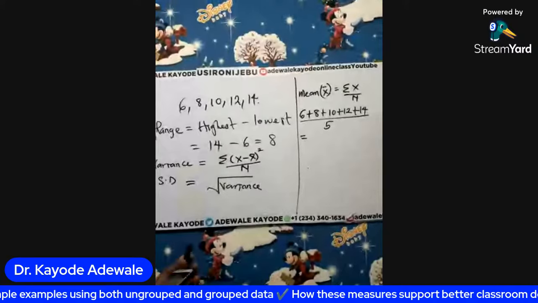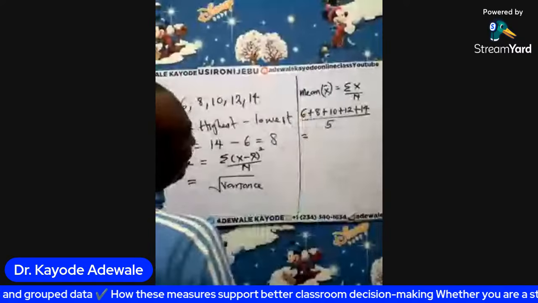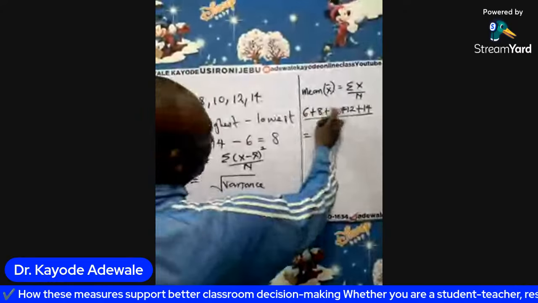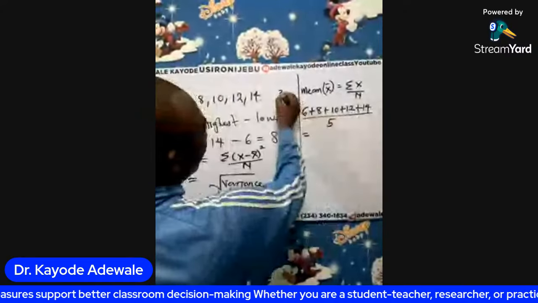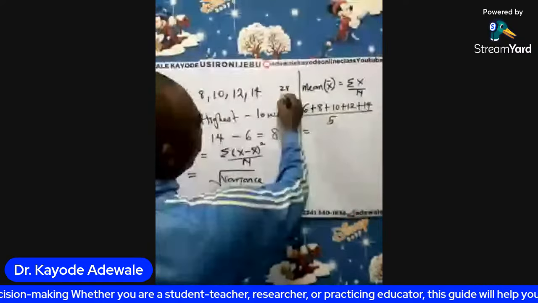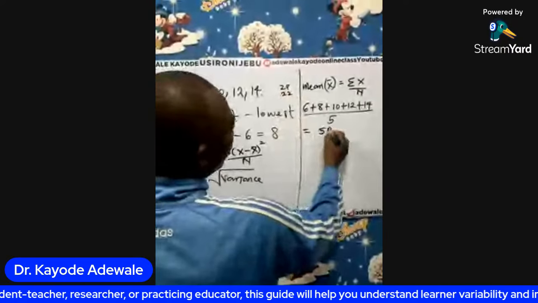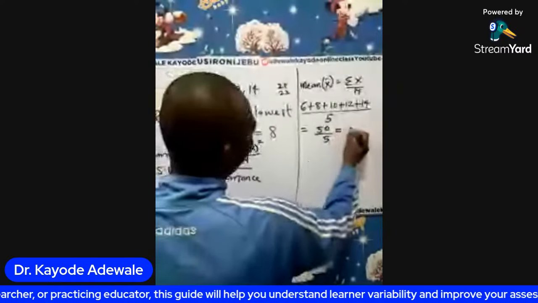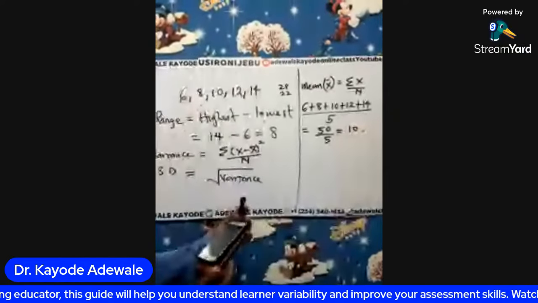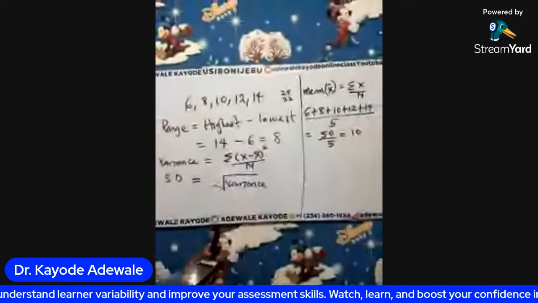So if the mean is equal to 10, can we add all this together? When you add everything together, 6 plus 8 is 14. 14 plus 14, that's 28. Plus, what do we have here? Plus 22. That is going to give us 50. So 50 divided by 5 will give us 10. So truly, the mean is equal to 10. So you can see the reason why the mean is 10.